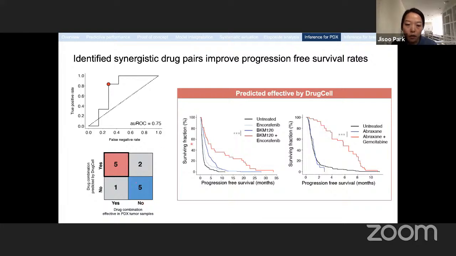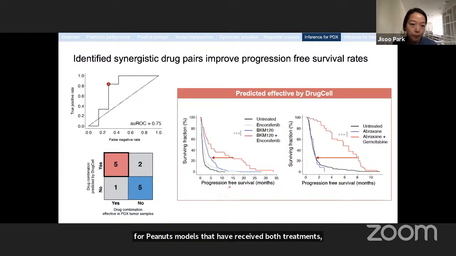The right plot shows examples of effective combinations predicted by DRUXA: BKM120 and encorafenib, and Abraxane and gemcitabine. You can see the progression-free survival rates were improved for PDX models that received both treatments compared to the PDX models that received just one of the treatments.